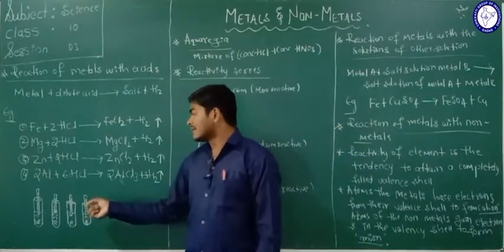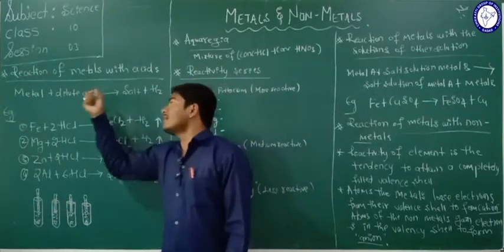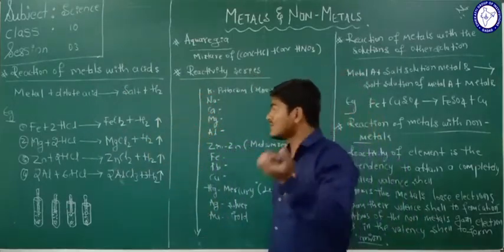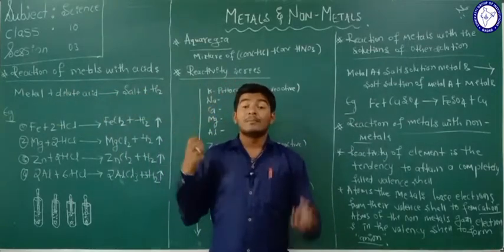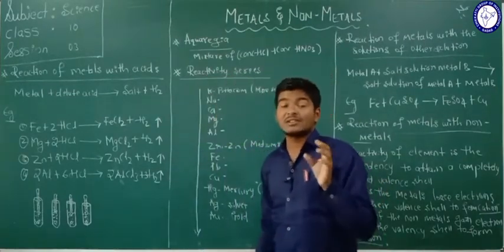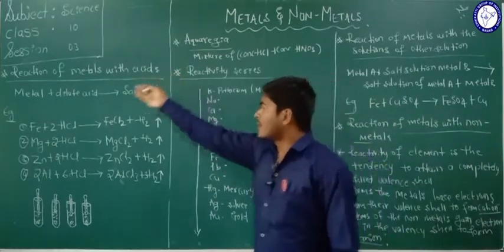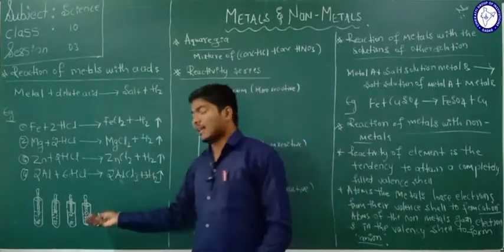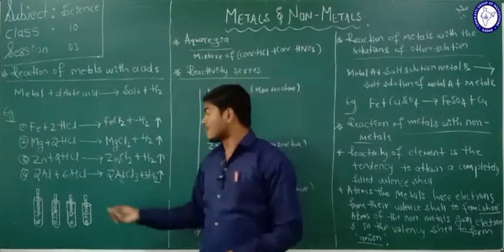So here the temperature rises in all the conditions. Why? Because when a metal reacts with the dilute acid, it releases hydrogen gas, and this is an exothermic reaction. Therefore the heat will be produced. You already know what an exothermic reaction is. In any reaction, if heat is evolved, that type of reaction is called an exothermic reaction. So when a metal reacts with the dilute acid, it is an exothermic reaction, therefore heat will be evolved, and the temperature of the solution will increase somewhat.